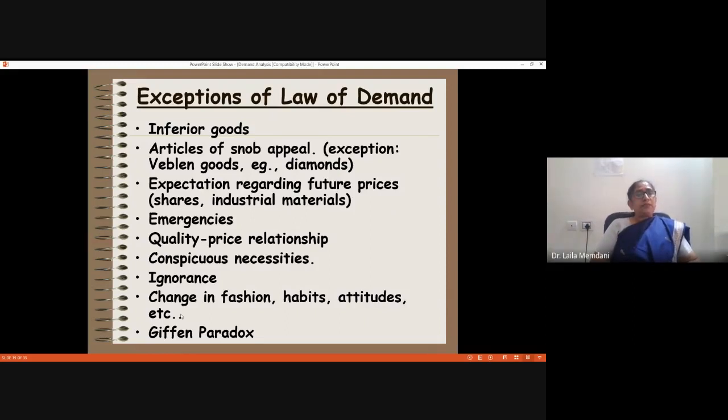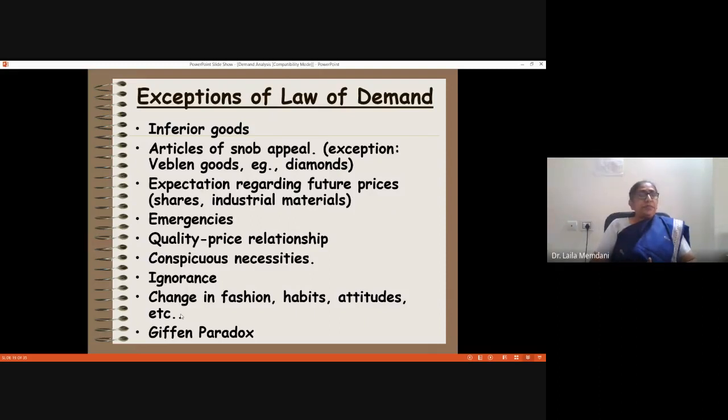So we have an example here like shares. If somebody says that so and so share is going to rise, the rumors may spread. People will buy more even when the prices are rising. Then emergencies, like if somebody is in hospital and you want coconut water for the sick person, you will buy coconut even if the price is very high because it is an emergency. Similarly, it applies to medicines also. Even if the price is high, people will be ready to pay the price.